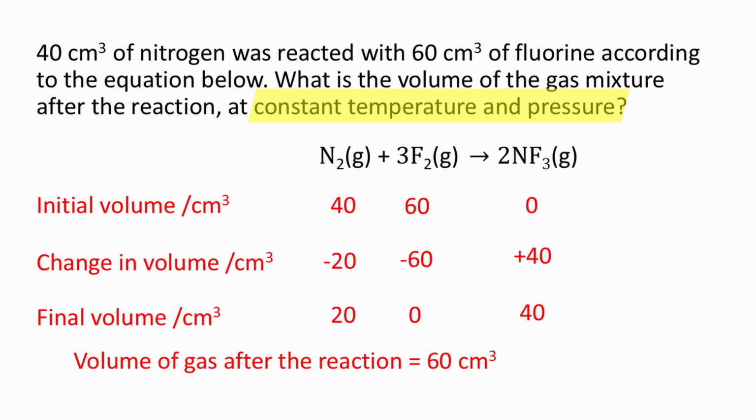The question asks us to give the total volume of the gas mixture at the end of the reaction. To find this, add up the volume of each substance. The total volume of gas at the end of the reaction is 60 centimeters cubed. That is 20 centimeters cubed of nitrogen plus 40 centimeters cubed of nitrogen trifluoride.